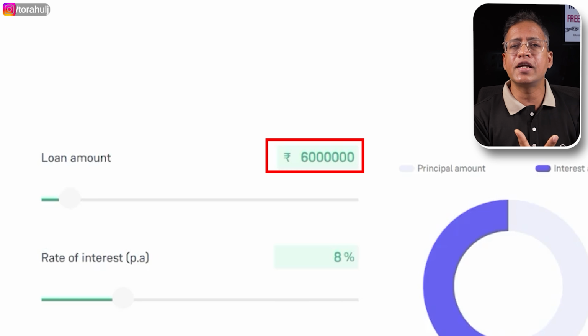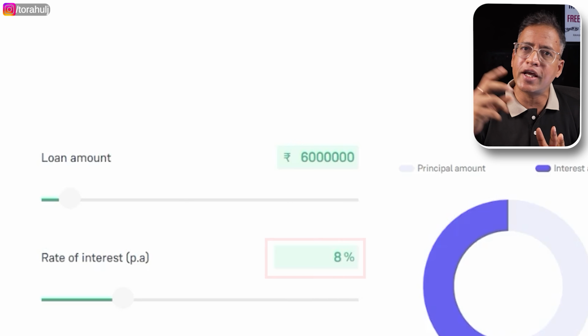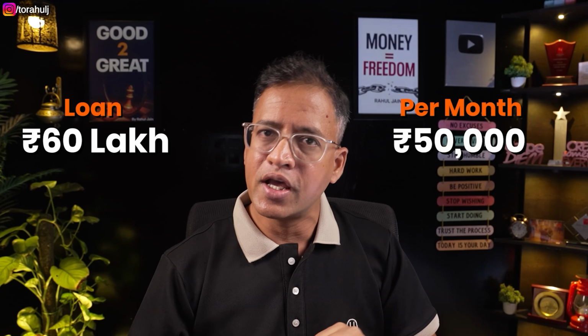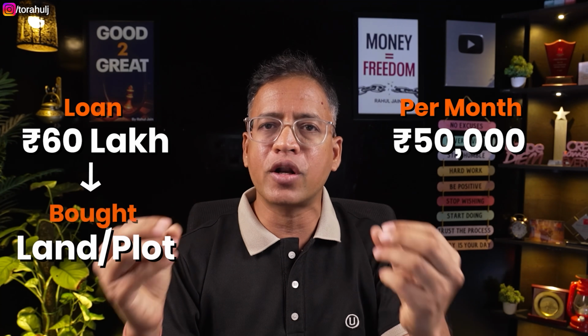If I take a loan of 60 lakh rupees at 8% interest for the next 20 years, my EMIs come out to be around 50,000 rupees per month. Now, I've not included all other costs like registration costs, stamp duty, etc. because I'm not interested in that. I'm going to talk about the basic concepts here. Okay. So 50,000 rupees per month, I've taken a loan of 60 lakh rupees. And with that 60 lakh rupees, I've bought a piece of land.